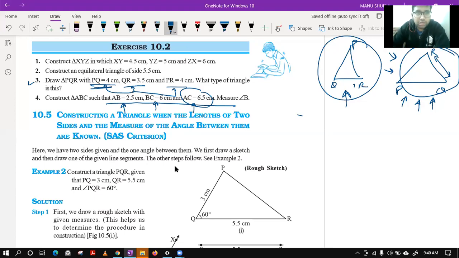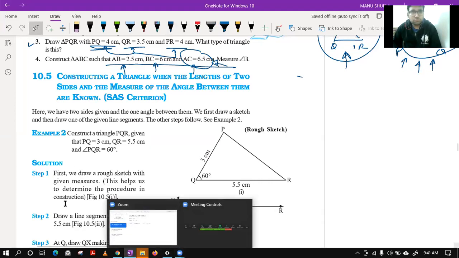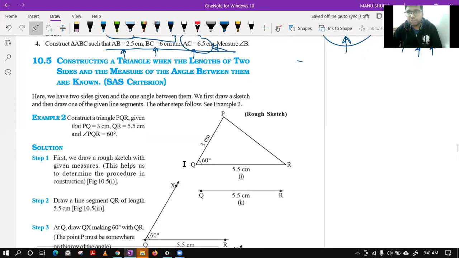Okay, now let's see the next concept, that is constructing a triangle when the length... okay, it is 90 degree. Good. That means it is a right angle triangle. Fine. Now let's see how to measure angle B. Once your triangle is ready, you can measure it using the protractor. Because they are not telling you to construct it, you can use the protractor to measure it, just to tell the answer. Okay, Kritika, please confirm. Using protractor you can do.